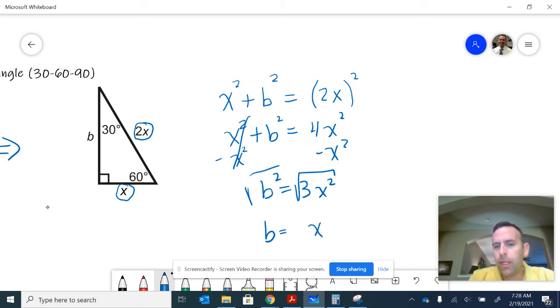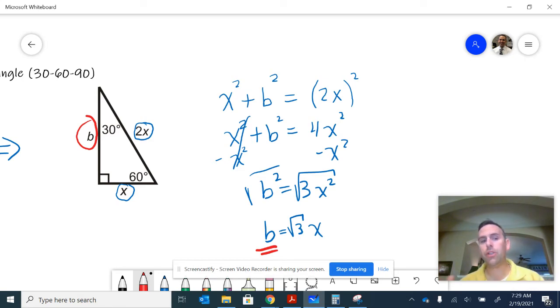The square root of 3 is an irrational number. I'll just leave that as square root 3. So what do we learn? I mean, what was the whole point of this? Well, the point was to figure out what is the length of b, and what is its relationship with the other sides? Well, notice it says that it's equal to square root 3 times x.